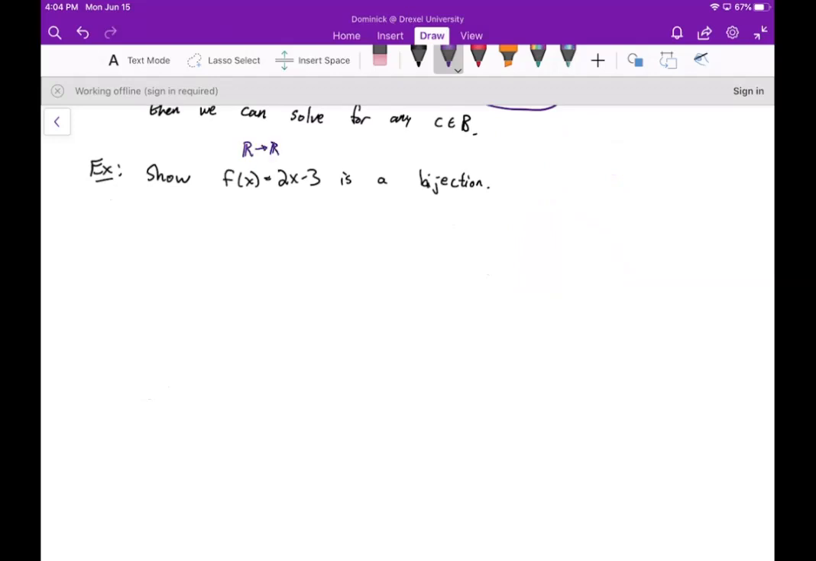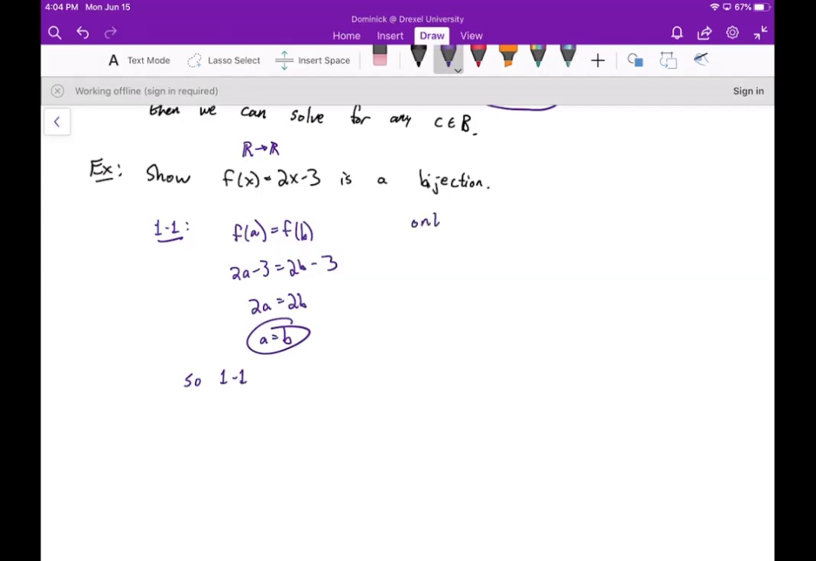Okay, so if we want to show one-to-one, again, what we do is we assume that f of a is equal to f of b, and we want to show that a equals b. So then we get that 2a minus 3 is equal to 2b minus 3. So then if we add 3 to both sides, we get 2a is equal to 2b, which we can then say that a is equal to b. So it's one-to-one.